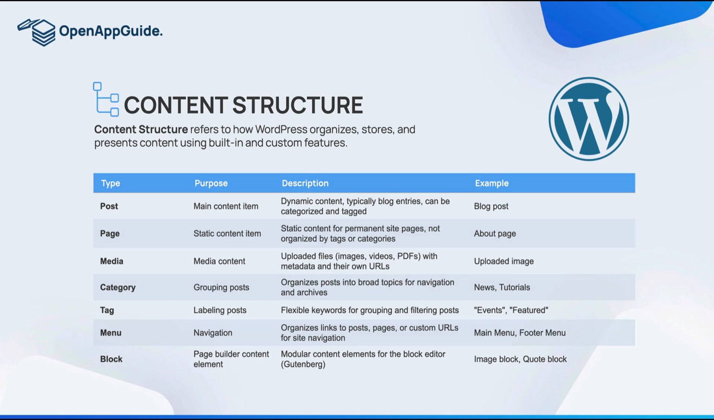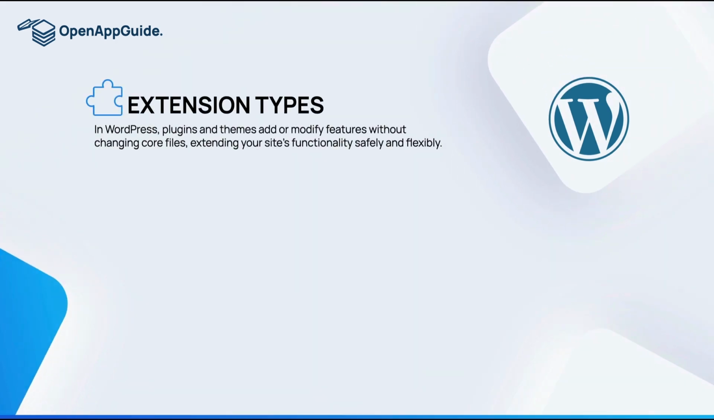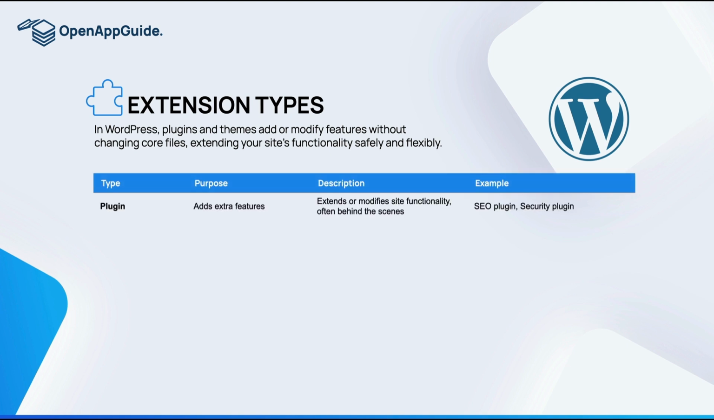Okay, let's now move on to the WordPress extension types. And we have 2 primary extension types. The first one are plugins that add in extra features that will extend or modify the native WordPress functionality. The WordPress ecosystem is massive, and that's really where WordPress draws its strength.